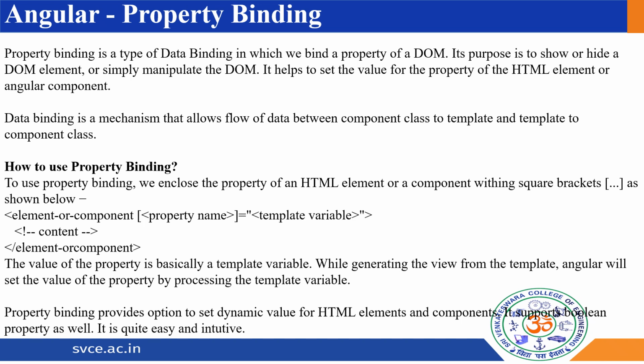The next one is how to use property binding. To use property binding, we enclose a property of an HTML element or component within square brackets, as shown below. Here the value of the property is basically a template variable. By generating the view from the template, the handler will set the value of the property by processing the template variable. Property binding provides the option to set dynamic values for HTML elements and components. It supports Boolean properties as well. It's quite easy.